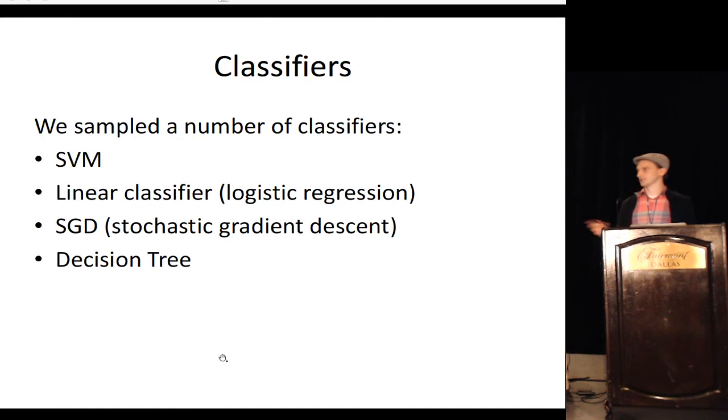And for classifiers, we use a number of ones like support vector machines, logistic regression, SGD, and decision tree. Those are not necessarily important. I'm not a machine learning guy by any stretch of the word. I just use the library to do this. Some of these might be better suited to this particular task than others, and I do not know which one is best. So that's why we just kind of shotgun and tried them all.